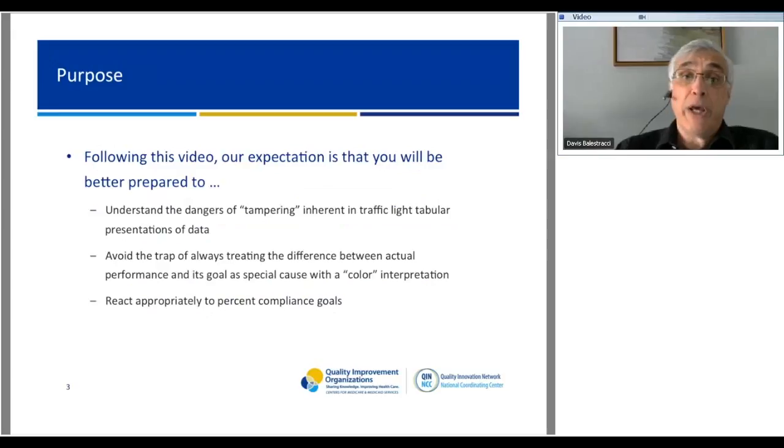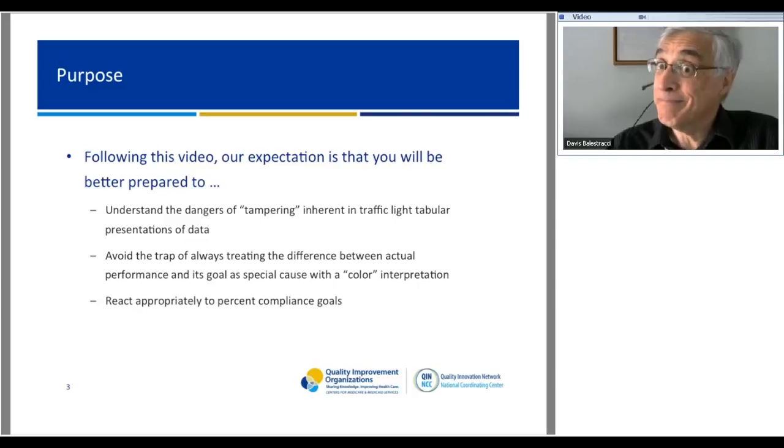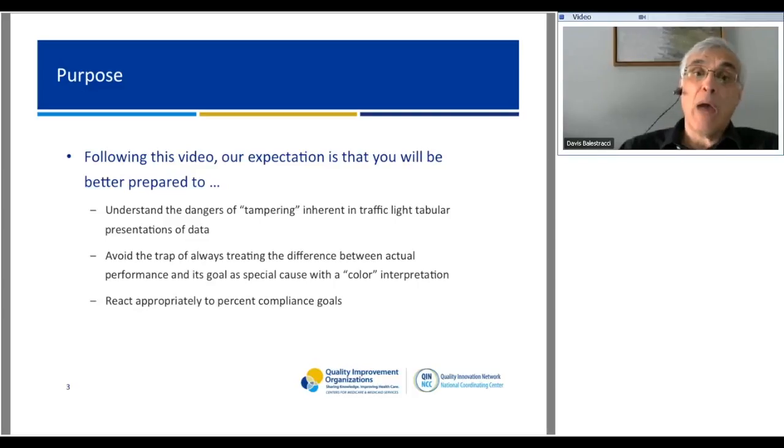So, as a result of this video, I want you to be better prepared to understand the dangers of tampering inherent in traffic light tabular presentation of data. I want you to avoid the trap of always treating the difference between the actual performance and a goal, giving it a color. Isn't that treating that difference as a special cause? And I want you to be able to react appropriately to percent compliance goals.